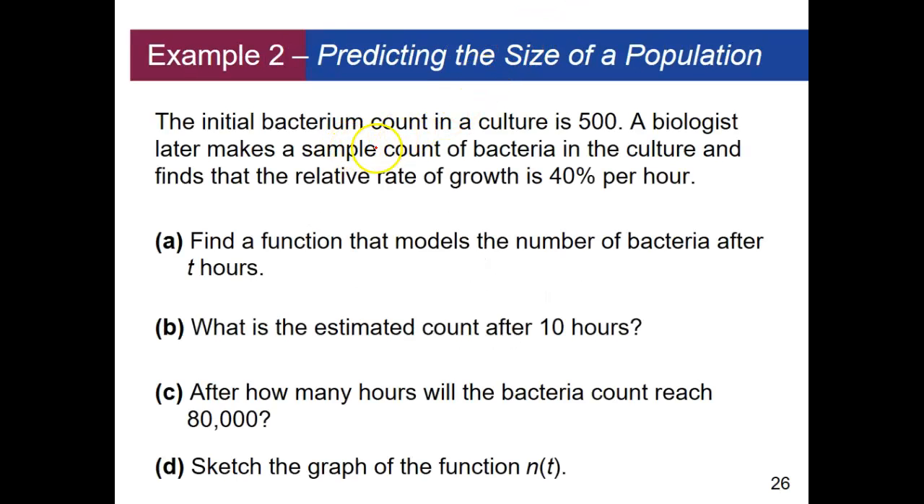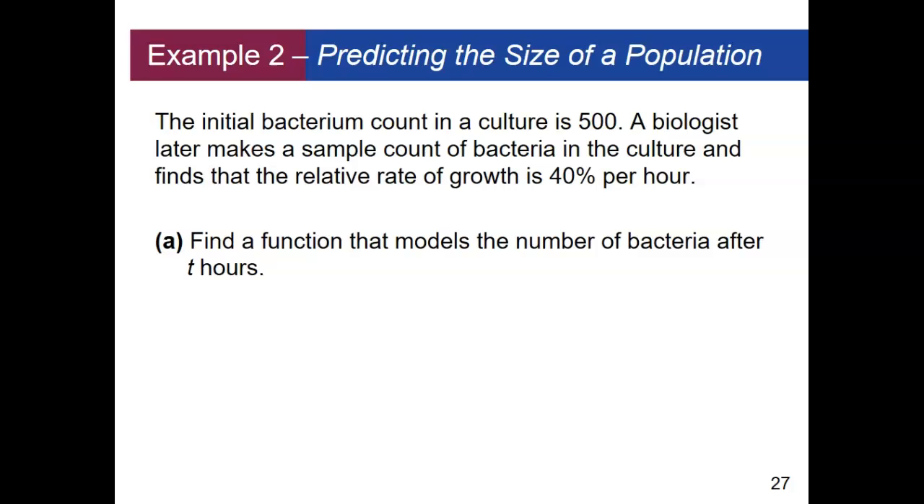Okay, so we have this problem that we're going to work with here. And if you feel comfortable and want to go ahead and try the different parts of the problem, then by all means go ahead. If not, then you can see what I do with this. The first one, the initial bacteria count in a culture is 500, so that's my N sub 0. A biologist later makes a sample count of bacteria in the culture and finds that the relative growth rate, which is my R, is 40% per hour. So I'm going to put 0.04. Sorry, 0.40 for my rate.